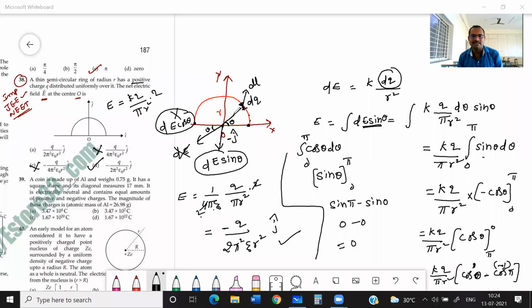Means it is symmetrical. Up to this spot will produce electric field this side. From this spot, electric field will be produced in this direction. However, sin theta components, they will add up, whereas cos theta components, they will be in this direction, they will cancel each other. So net electric field can be written like this.